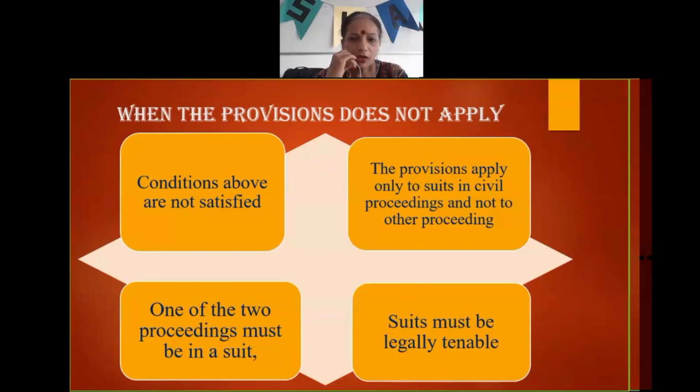Next, other proceedings also include an execution proceeding, right? Now, one of the two proceedings must be in a suit. So both the suits must be having the same proceedings. Same proceedings in the sense, same plea, same defense, same parties, same title, same subject matter, same cause of action, same relief. That is what is being asked in both the suits, and if this is there, then in that case this provision would apply. But if it is not there, then in that case it would not apply.